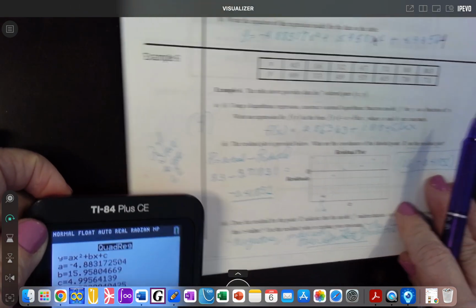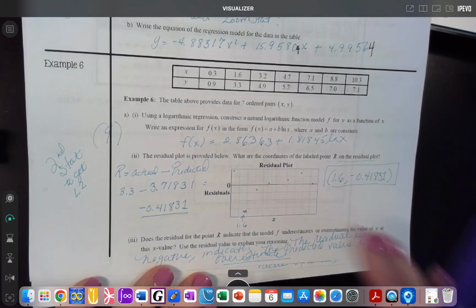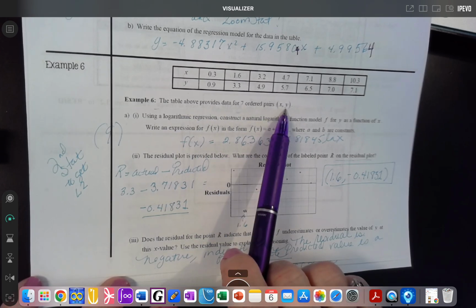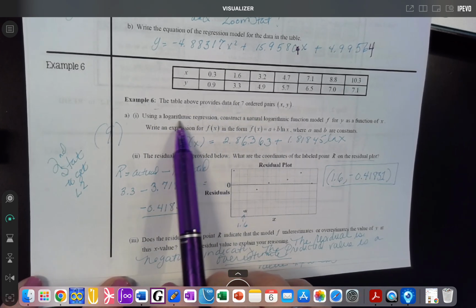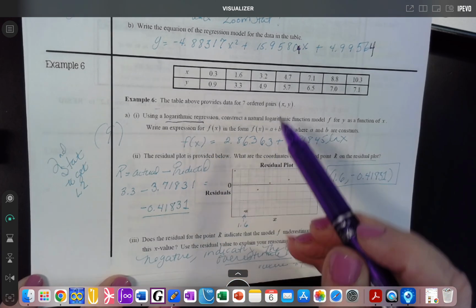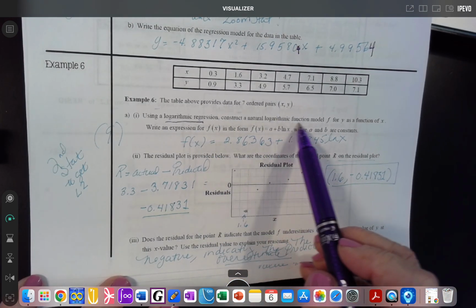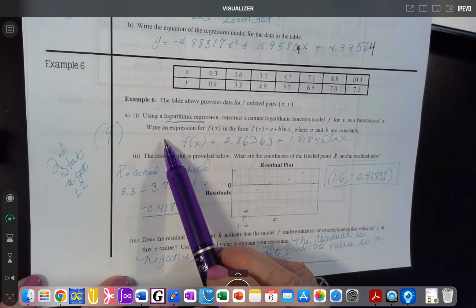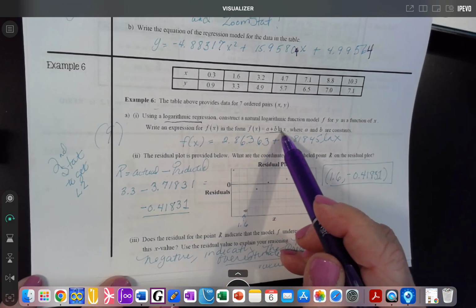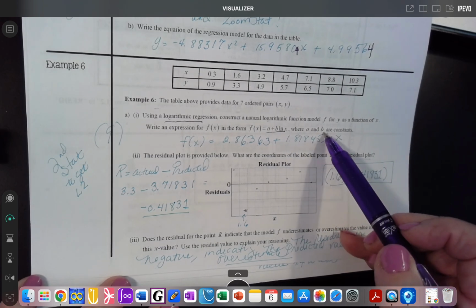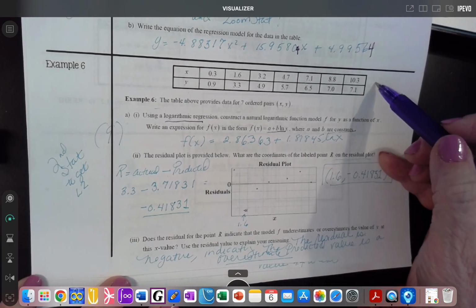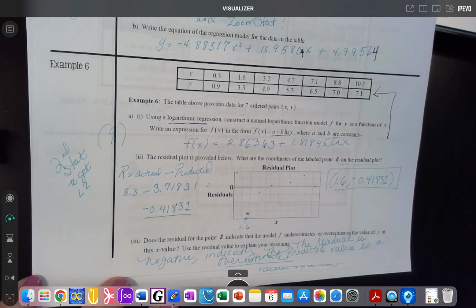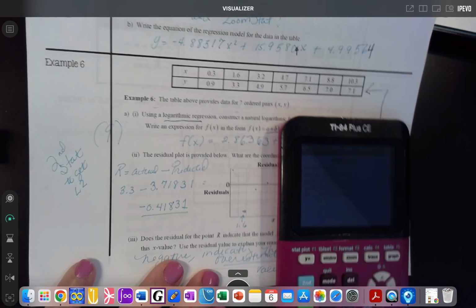Let's look at example 6. All right, example 6 says we have this data, ordered pairs, use a logarithmic regression, okay, construct a natural log function, f for y, as a function of x, and then write it in the form a plus b ln x, where a and b are constants. So we have to go back and put this data into our calculator again. Okay, so bear with me one more time.